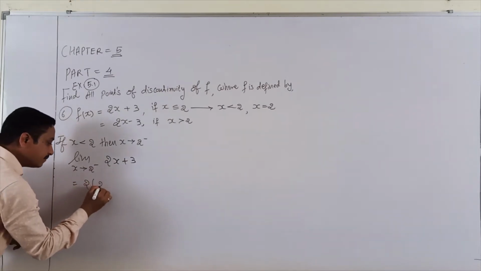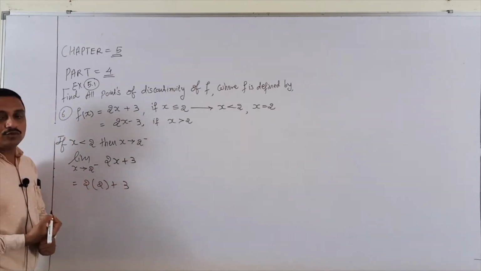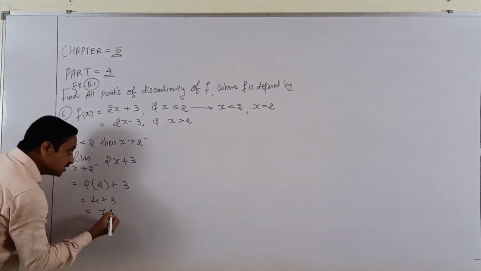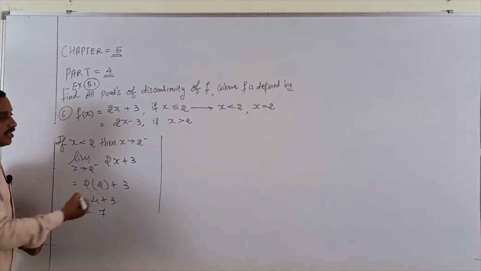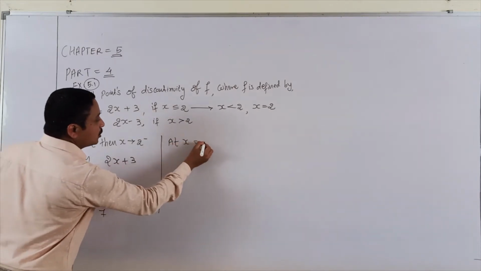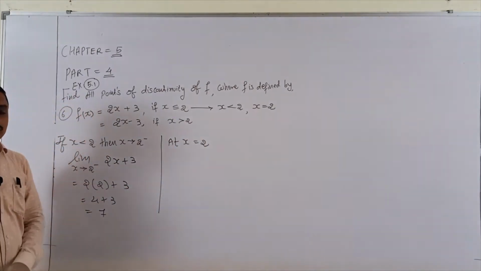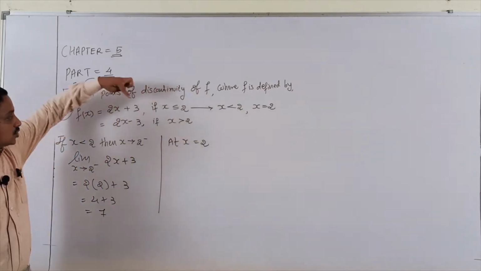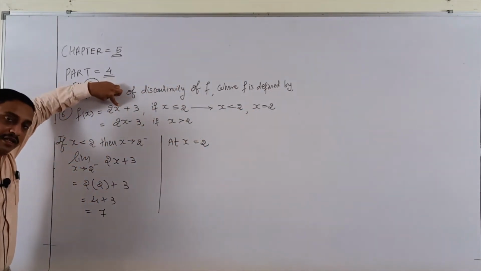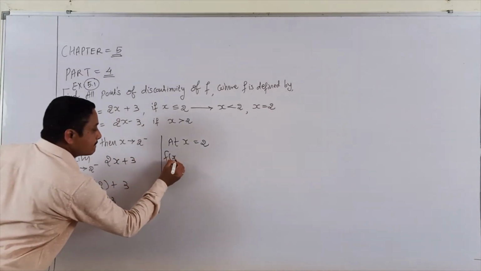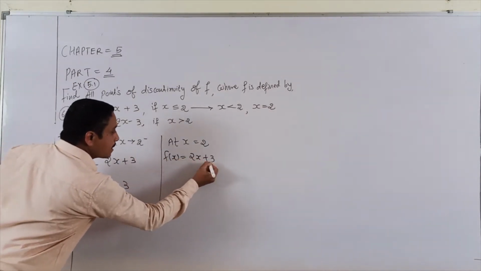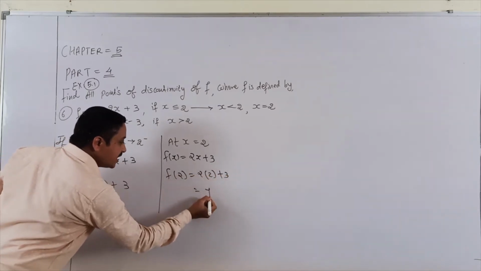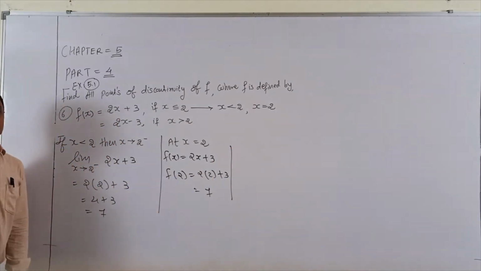You just apply the value 2 in place of x. You get a number, it is 7. Same at x equal to 2: just find out f at x equal to 2. Again the same function, so I similarly apply 2x plus 3. Now putting the value, you get the same answer, no doubt, it is 7.